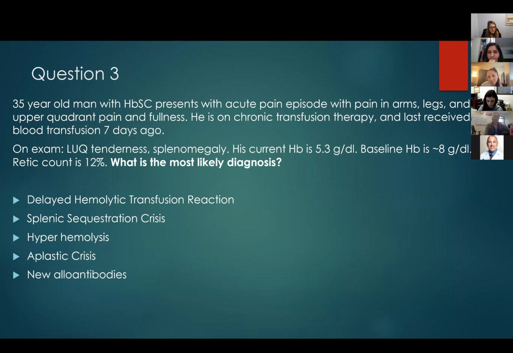Yeah, sure. So 35-year-old man with hemoglobin SC presents with acute pain episode with pain in arms, legs, and left upper quadrant pain and fullness. He is on chronic transfusion therapy and last received a blood transfusion 7 days ago. On exam, left upper quadrant tenderness, splenomegaly, and his current hemoglobin is 5.3. Baseline hemoglobin approximately 8. Retic count is now 12%. What is the most likely diagnosis?